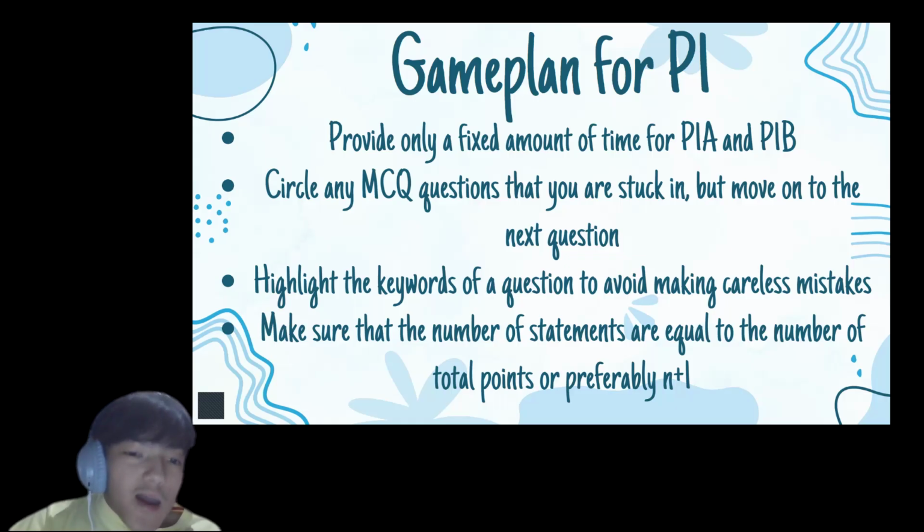You should also highlight or underline keywords of a question to avoid making careless mistakes, especially terminologies. And then also make sure that the number of statements are equal to the number of total points, or preferably n plus one, which means the total number of marks plus 1 mark. So for a 7 mark question, you're writing 8 mark answers, and for the 4 mark questions, you're writing 5 mark answers.